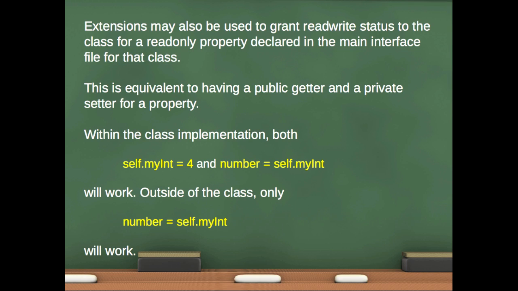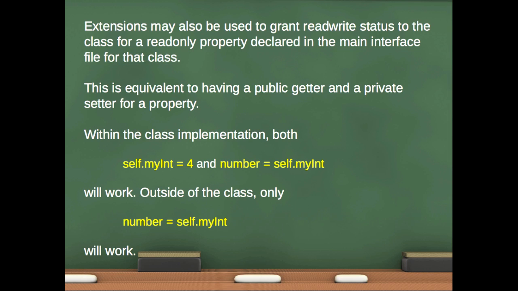But if we, in the extension, redeclare that property with the same name, and then grant read-write status to it for the class and that class's direct object, that property will have both a getter and a setter. So within the class implementation itself, both of these statements would work. self.myInt = 4, that's a setter, and number = self.myInt, that's a getter usage. Those would both work. But outside of the class, only number = self.myInt. In other words, only the getter will work.